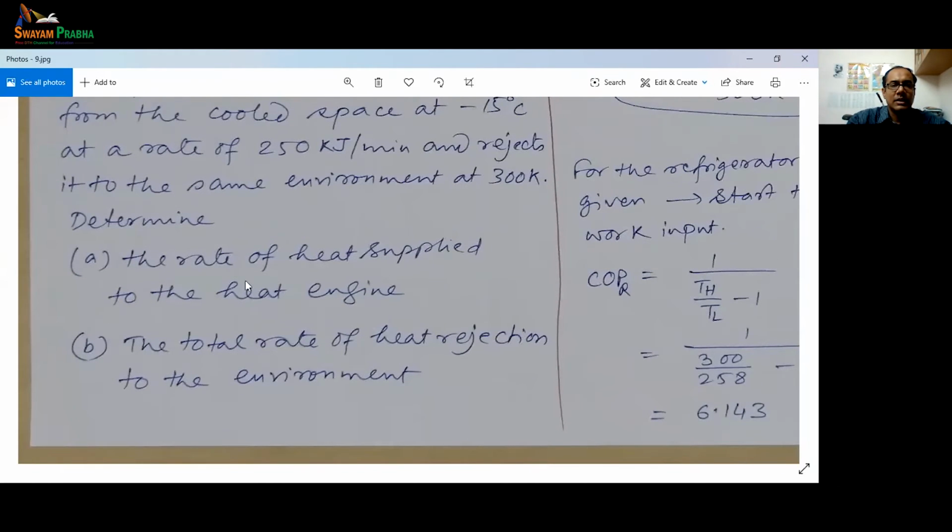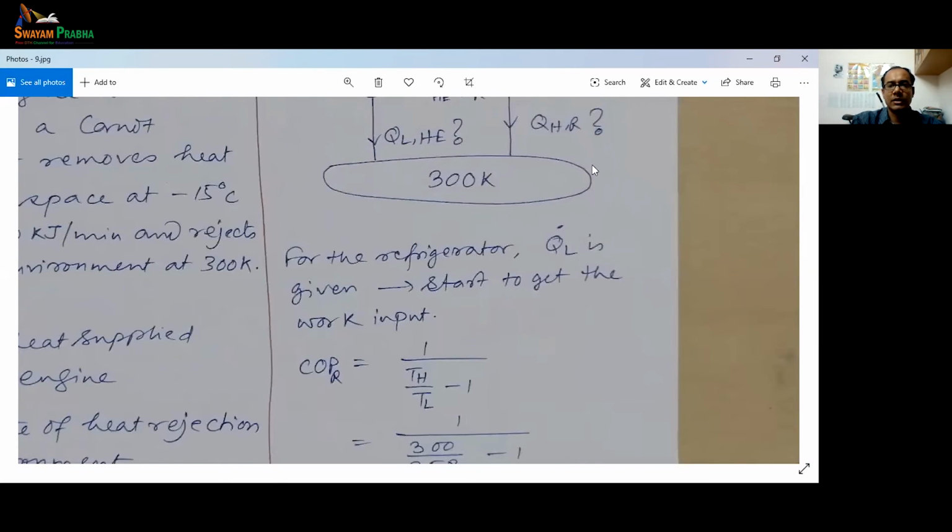you have to determine the rate of heat supplied to the heat engine. Okay, so it is not given, the work output is given, the different temperatures of the reservoirs are given, but the heat supplied to the heat engine you have to find out. Okay, and the second thing you need to find is the total rate of heat rejection to the environment. So both the heat engine as well as the refrigerator are contributing to the heat rejection to the environment, and you have to find out the total amount of heat rejected to the environment.